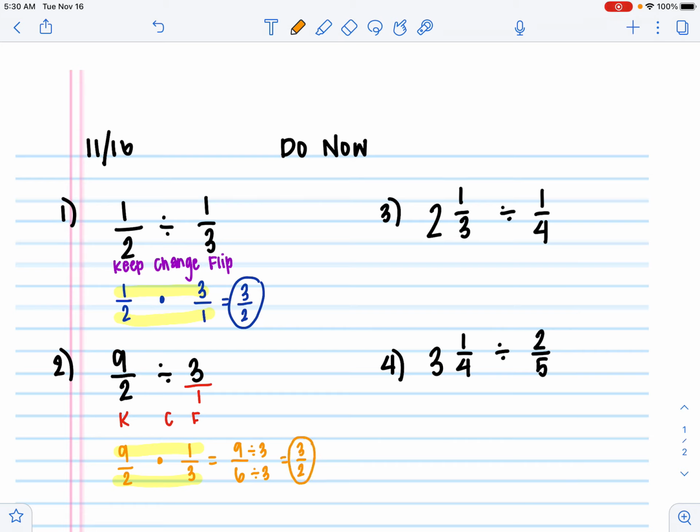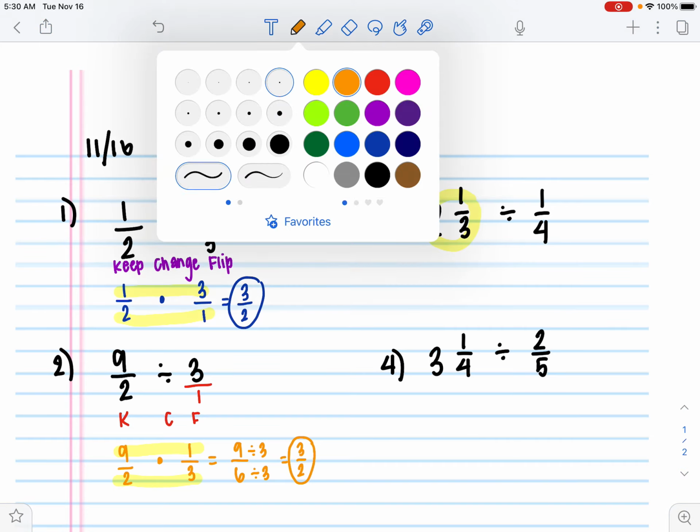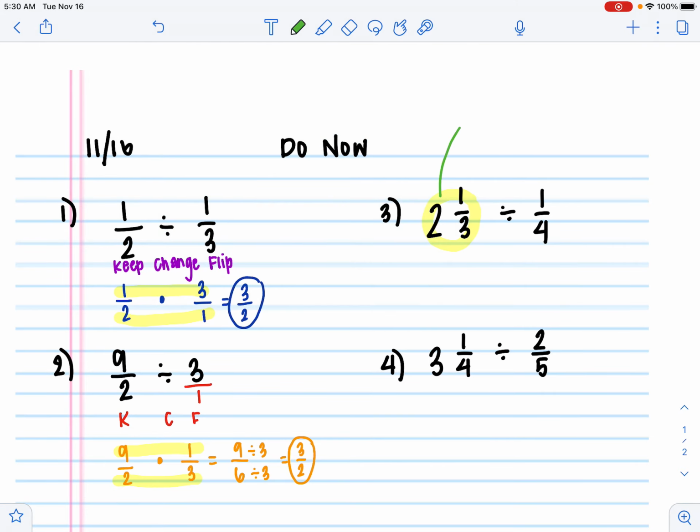In question 3, I'm going to need to convert my improper fraction to a mixed number. Remember that to convert improper fractions to mixed numbers, I simply need to multiply 2, my whole number, times 3, which is my denominator. 2 times 3 is 6. I'll add that to the numerator I already have, keep the denominator the same, and I end up with 7/3.